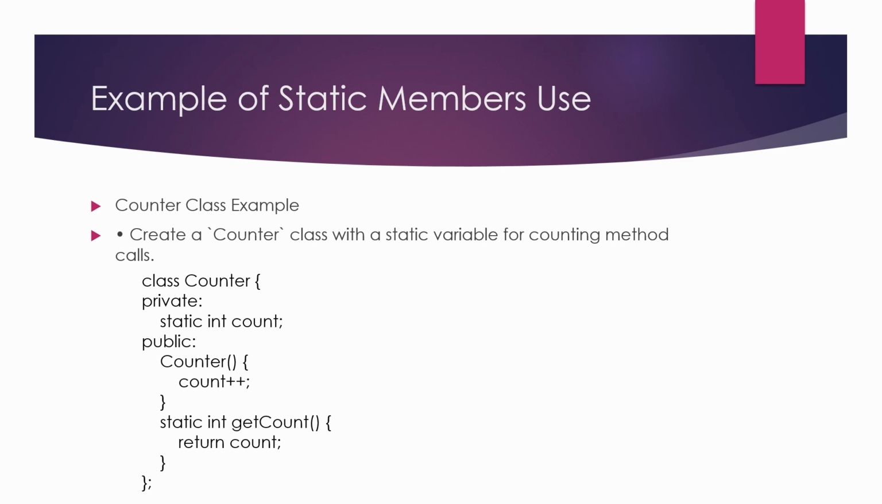Let's look at a practical example. Imagine you have a counter class. You want to track how many times a method is called. By using a static variable to store the count and a static method to retrieve it, you can easily achieve this.